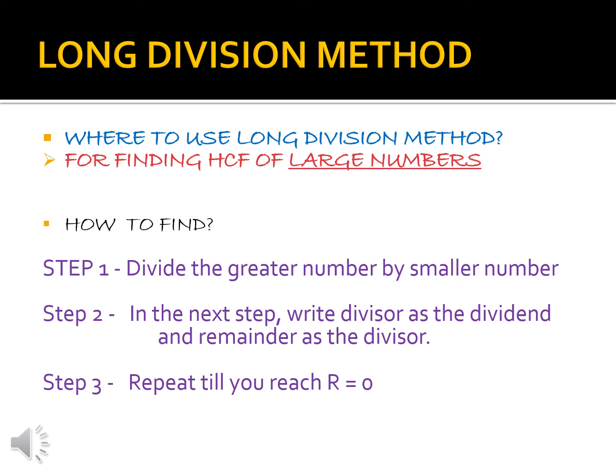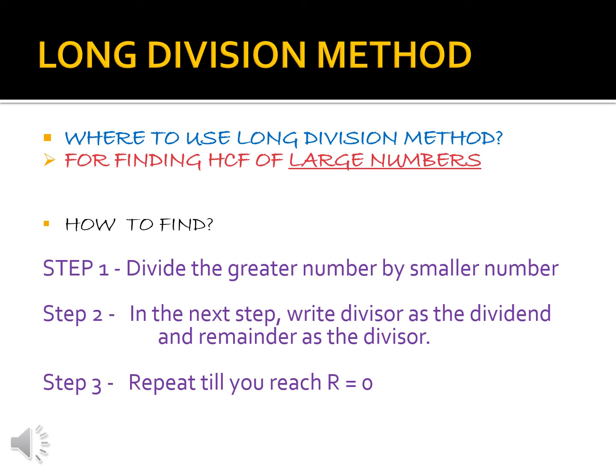Now step 2 is write divisor as the dividend and remainder as the divisor. So at every next step we get a new dividend and a new divisor, right? The new dividend is the previous divisor and the new divisor is the previous remainder. It will become much clearer to you when you see the example.